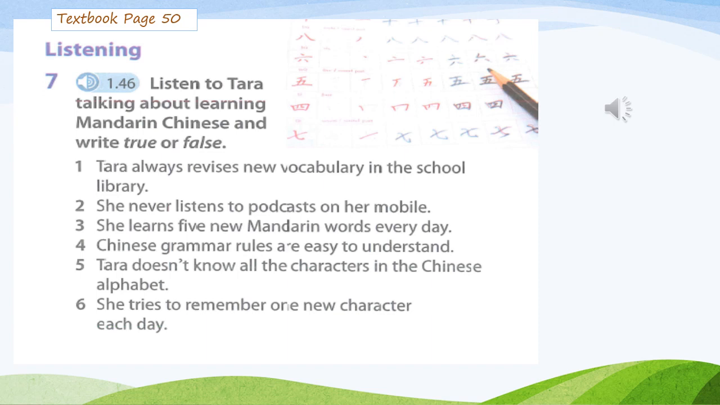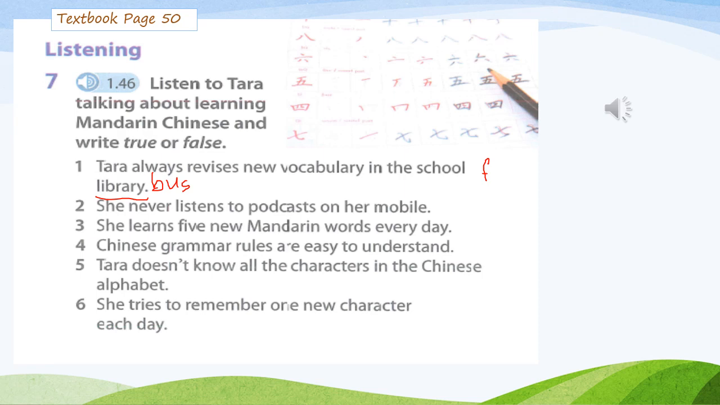Alright, did you manage to get the answer? Okay, let's check. So number 1, Tara always revises new vocabulary in the school library. True or false? That is false. Okay, where does she revise? She revises on the bus. Okay, not in the library. Alright, she revises on the bus.